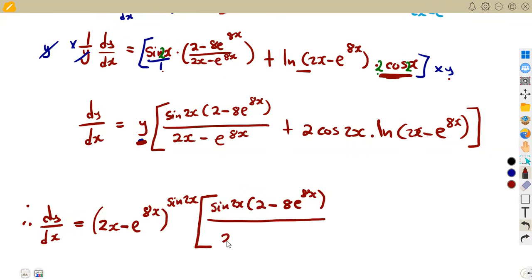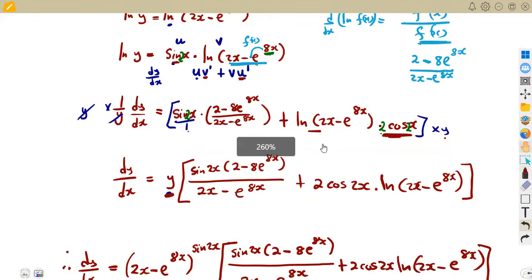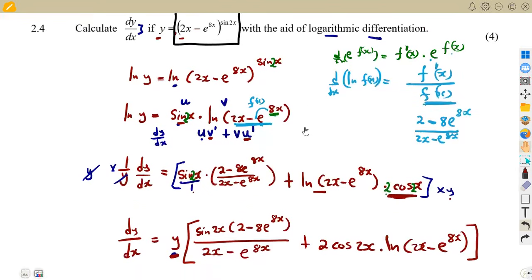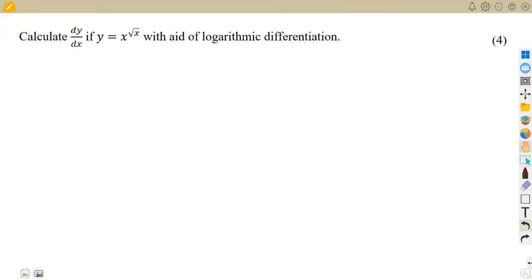All right. That's going to be 2x minus e to the exponent of 8x plus 2 cosine of 2x ln 2x minus e to the exponent of 8x, like this. All right, so this was what you were going to obtain at the end. So that's how we play around with our derivatives whenever we are dealing with this type of equation. As you can see, it's just a straightforward derivative and substituting of y in the last part, which you are not supposed to forget to do.